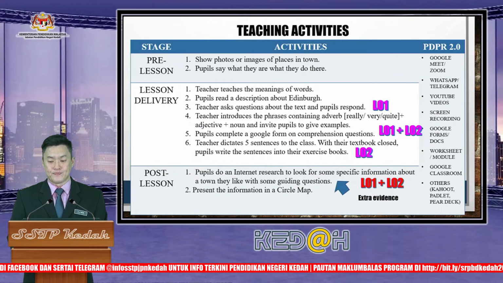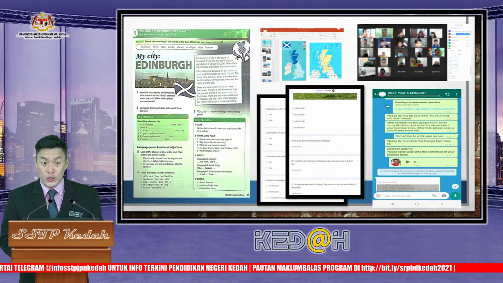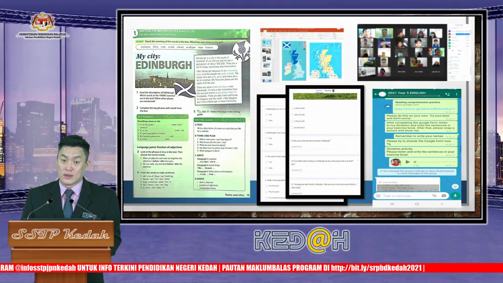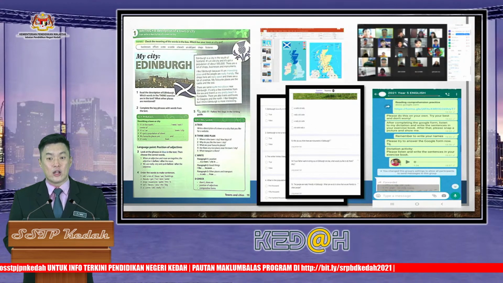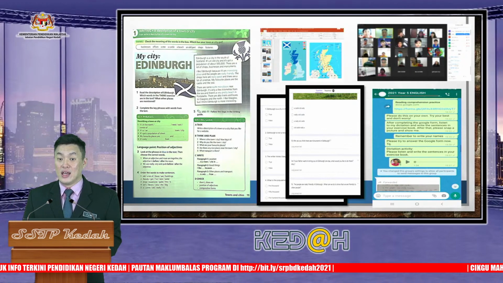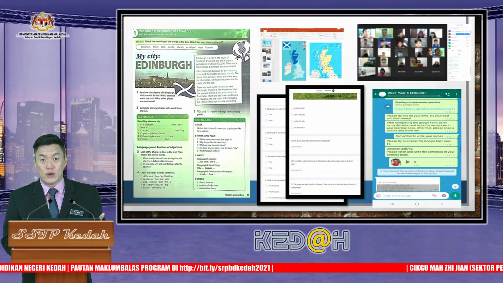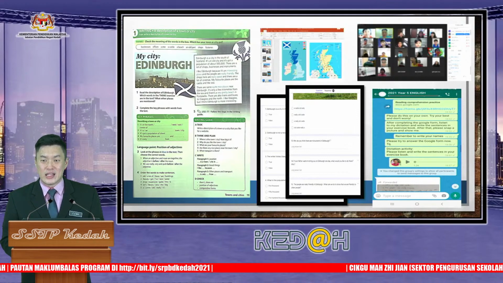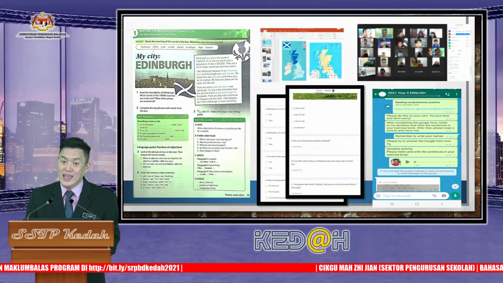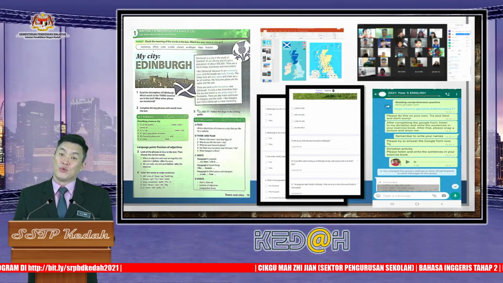Right. Now, just to show you, these are the things that I've used. Okay, I refer to the textbook. I show them a PowerPoint slide on pictures of different places. That's a map of Scotland and Edinburgh. I used Zoom. You can use Google Meet or Microsoft Teams, any methods or any means that you are comfortable with. After that, I gave them a Google form to fill up. I also interacted with them through WhatsApp.